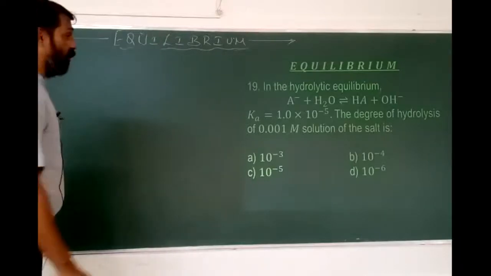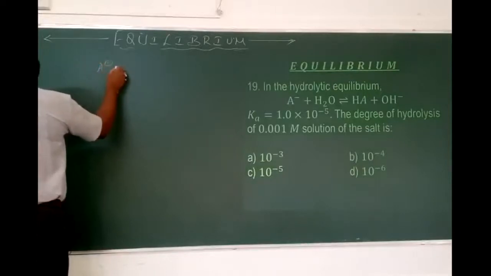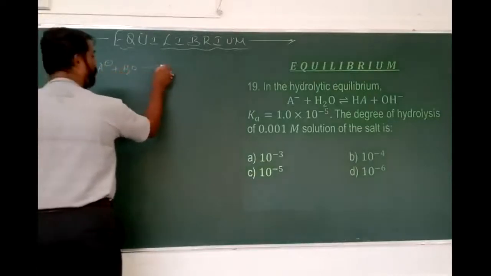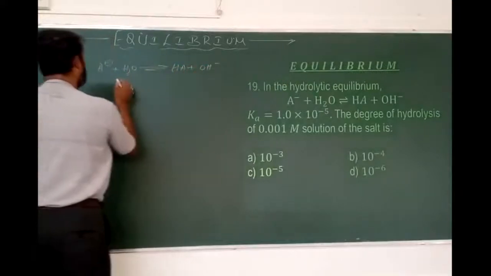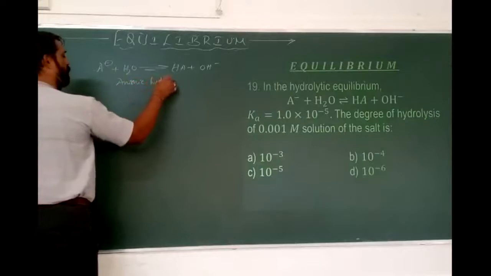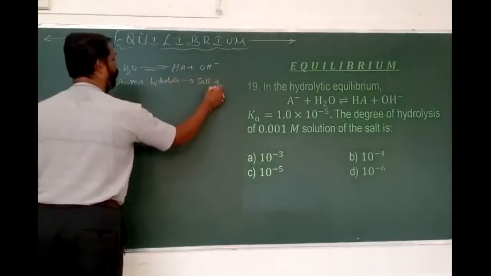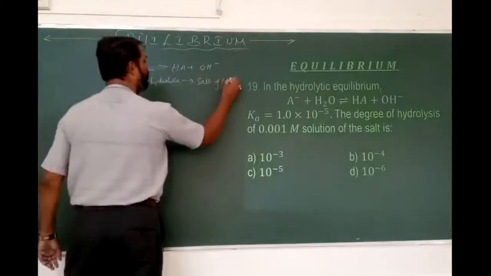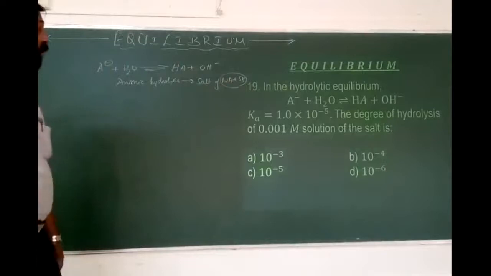What is asked, we have to find out. So here, A minus plus H2O gives rise to HA plus OH minus. This is called anionic hydrolysis. Anionic hydrolysis means it is a salt of a weak acid and a strong base. It is a salt of a what and a what? Weak acid and then the strong base.